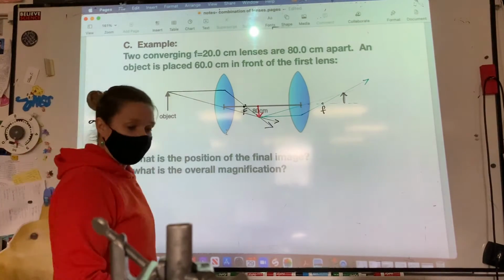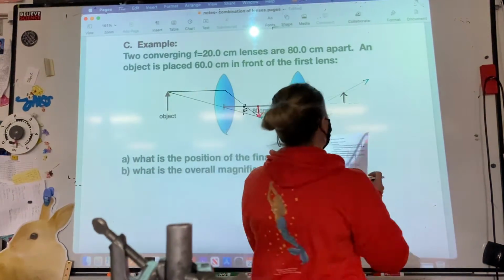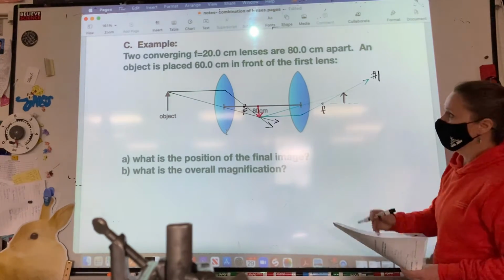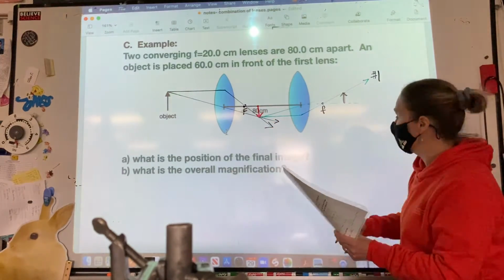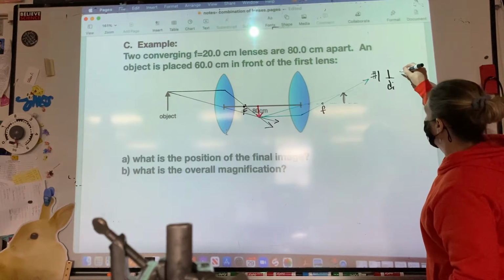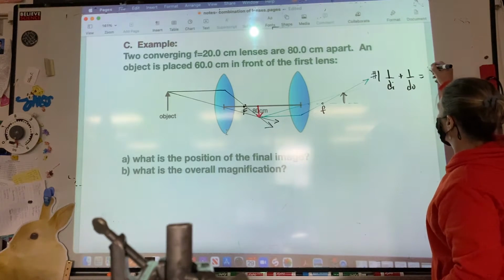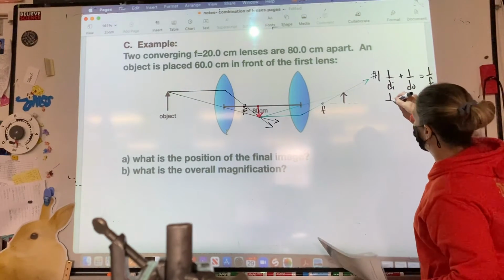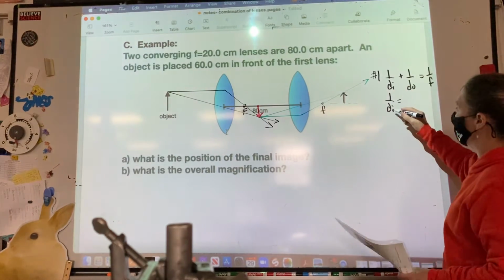So, I have it laid out nicely. I'm going to write first to number one. I'm going to deal with this first lens here, and I'm going to do 1 over di plus 1 over do equals 1 over f. I always write it out because I'll screw it up. I want to know where the image is.